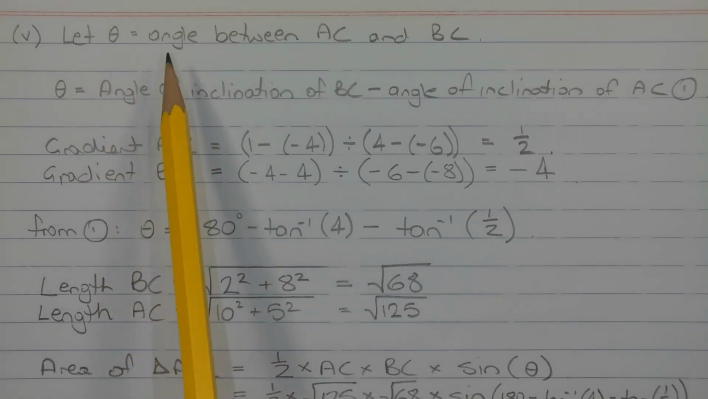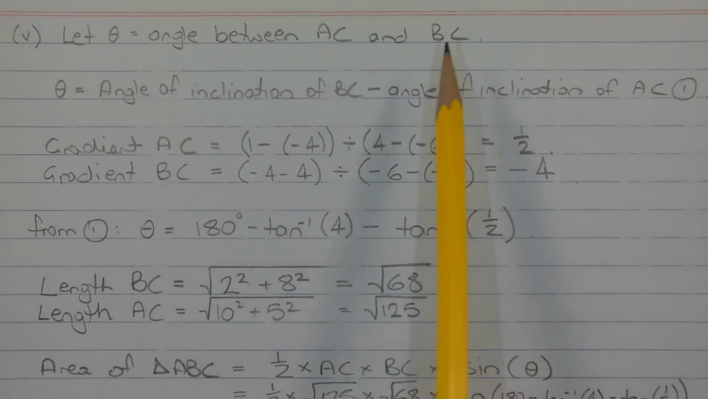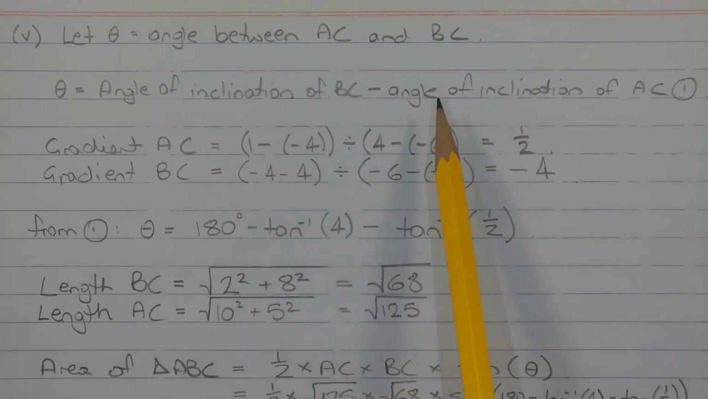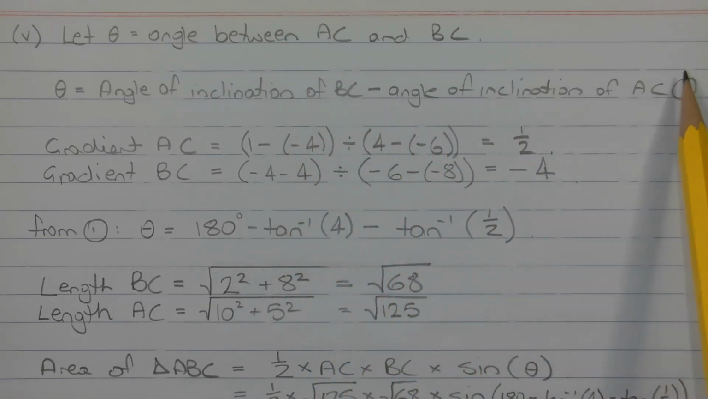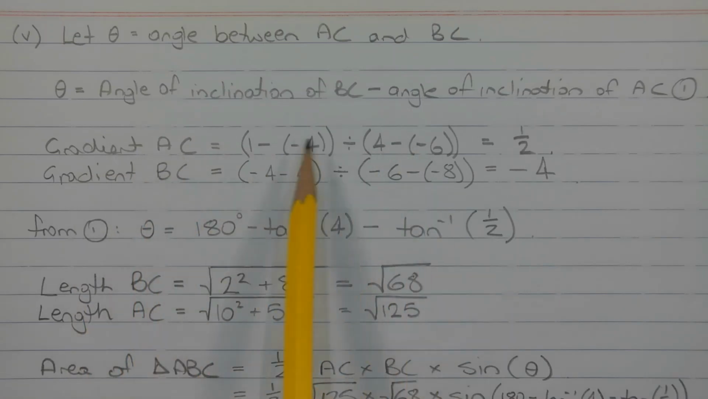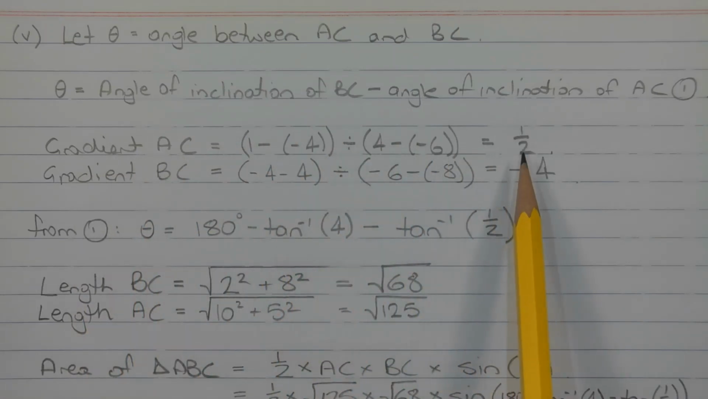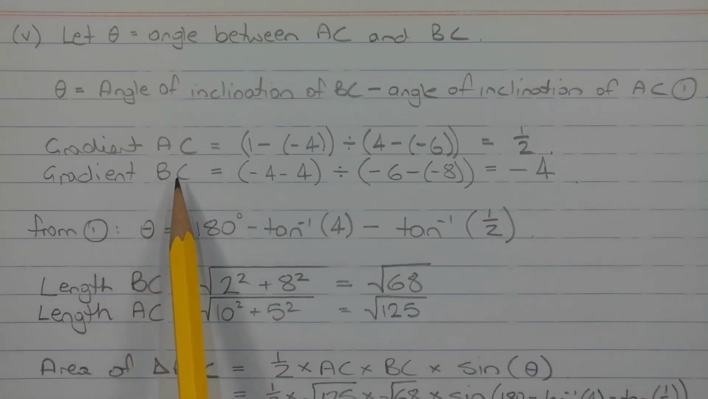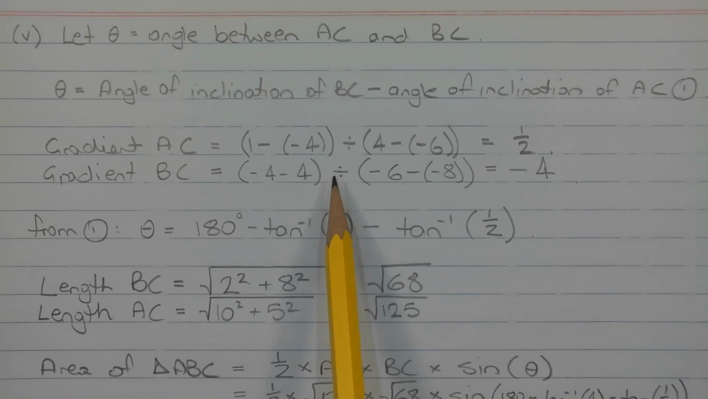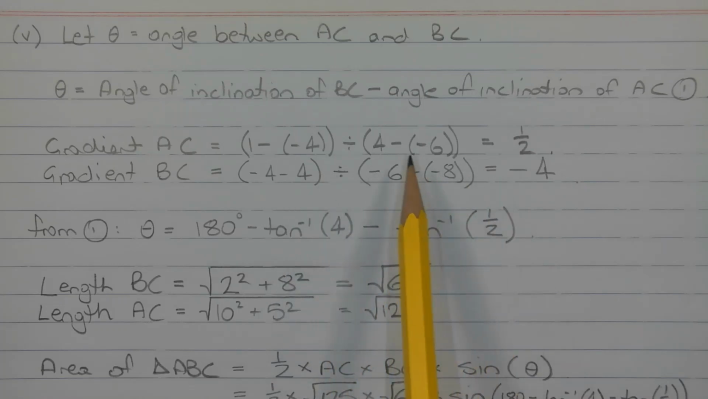So let theta equal the angle between AC and BC. Now theta is equal to the angle of inclination of BC minus the angle of inclination of AC. Let's call this equation number 1. Now the gradient of AC, using the two-point formula, change in y divided by change in x, we get 1 over 2, and the gradient of BC, using the same formula, negative 4 minus 4 in brackets divided by negative 6 minus negative 8 in brackets, and that equals negative 4.